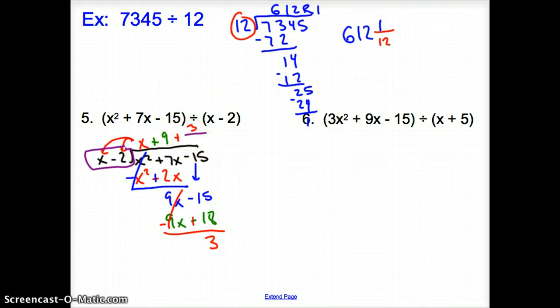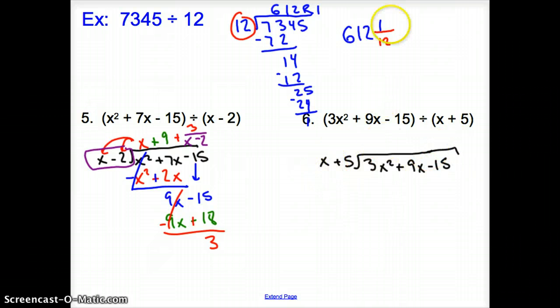x plus 2, or x minus 2, so it's going to go over x minus 2. Just like what we did here. We were dividing by 12, so it went on the bottom of the fraction. Let's try the same thing with 6. x plus 5. Now, inside the division, it goes 3x squared plus 9x minus 15.